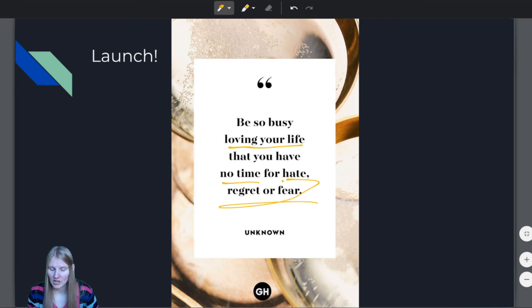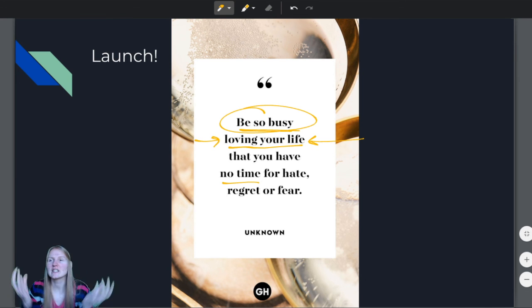Hate, regret, and fear are really easy. And in fact, I find myself in regret and fear more often than I'd like to be. And I have to stop and go, wait a minute, that's a regret. We don't need regret. Wait a minute, that's fear. We don't need fear. So if you can focus on loving your life, loving the people that are in your life, loving the situations that you create for yourself, loving the opportunities that you create for yourself, loving other people.